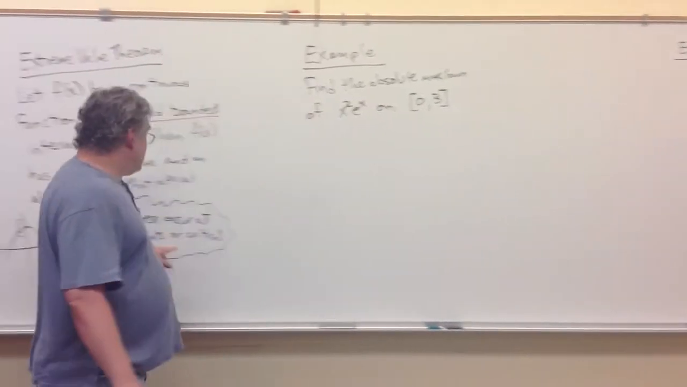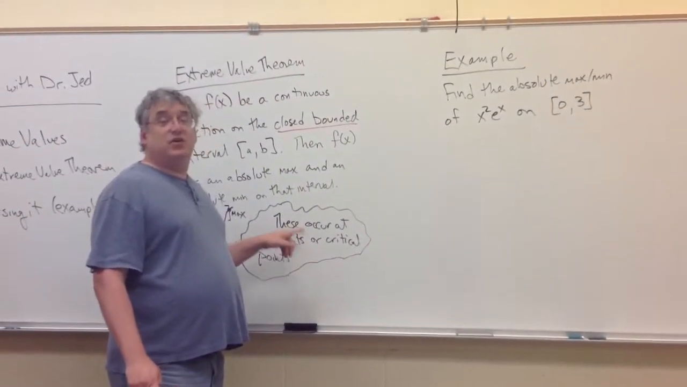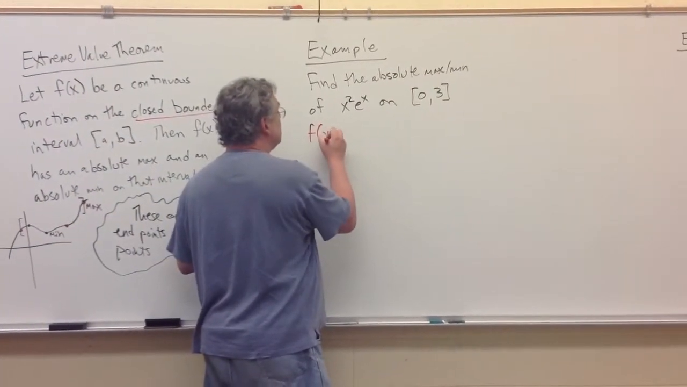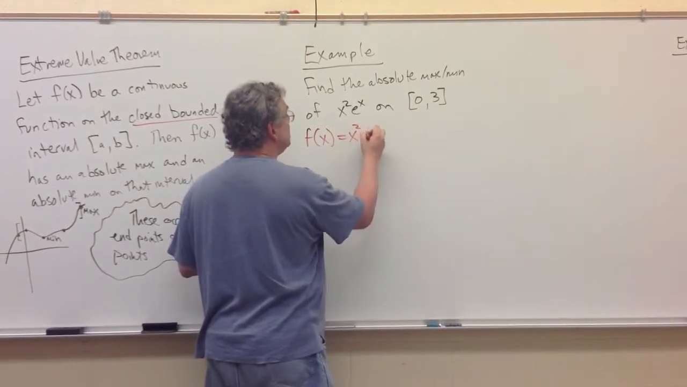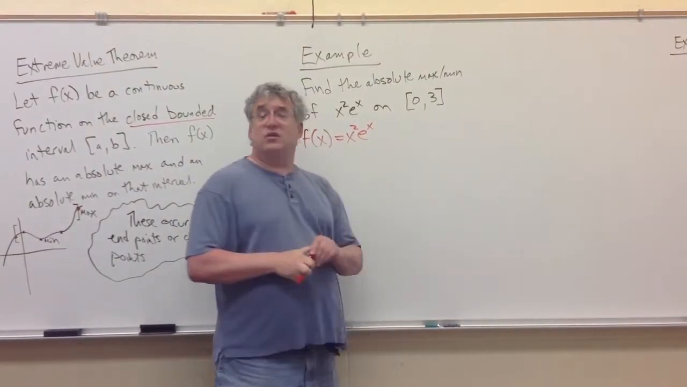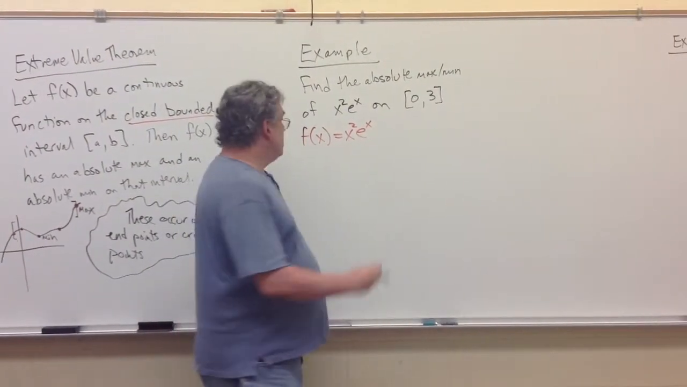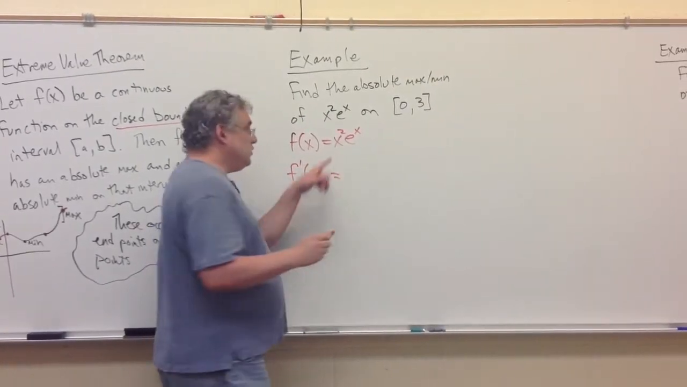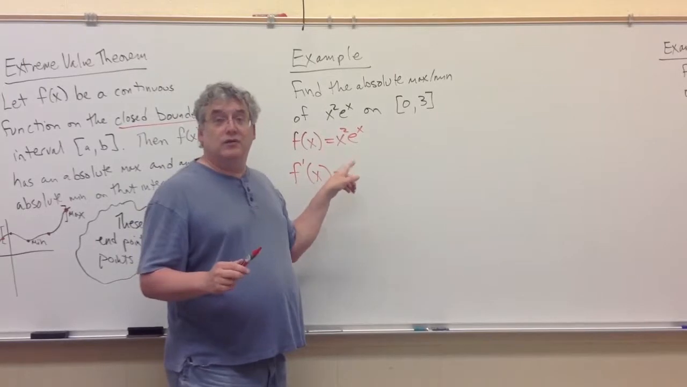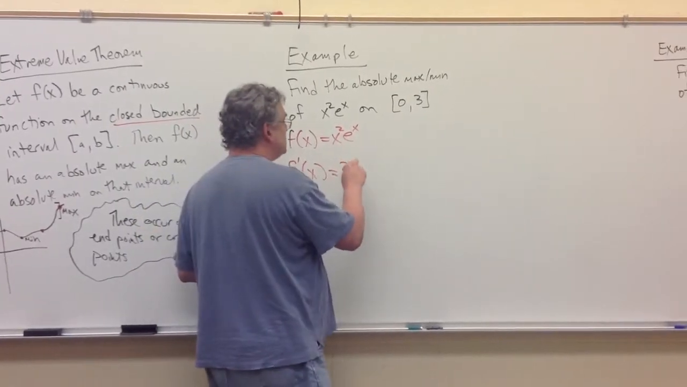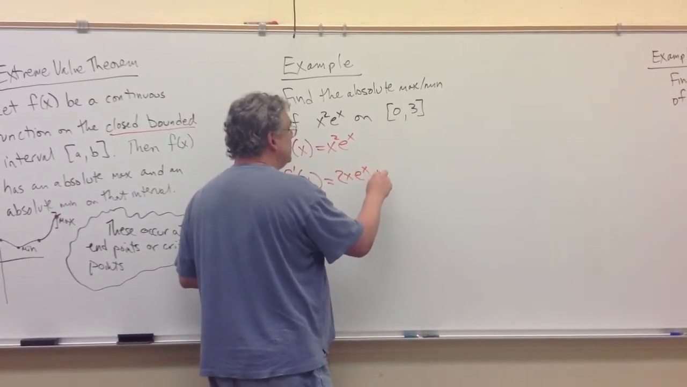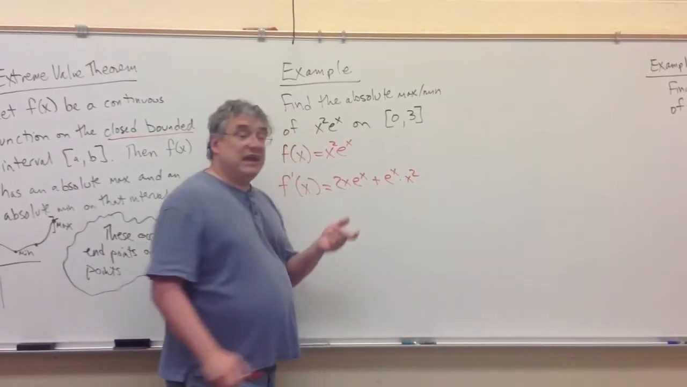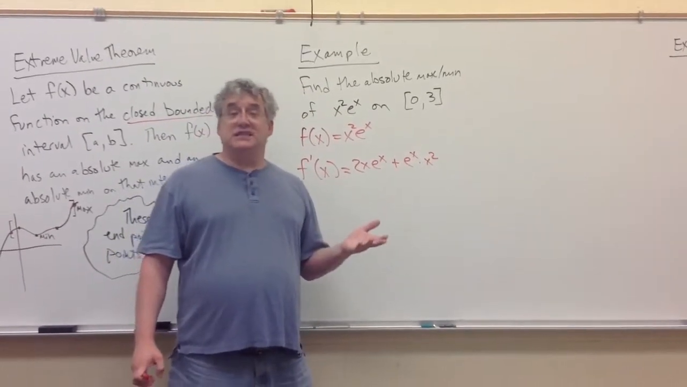Well, what I said over here is we need to look at the endpoints and the critical points. So let's find the critical points. The critical points are where this has a zero derivative or a derivative that doesn't exist. Well, let's take the derivative. Hopefully, you know this is the product rule. So the product rule says the derivative of the first times the second plus the derivative of the second times the first.